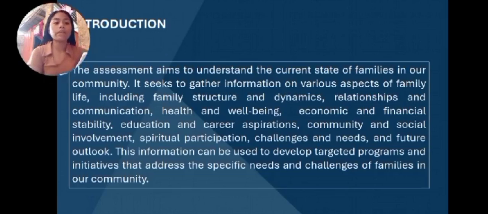Family assessment is important because strong families are the foundation of a healthy community. Understanding family dynamics, challenges, and needs allows us to create better support programs. This survey aims to understand the current state of families in our community, turning information on various aspects of family life into informed community initiatives.